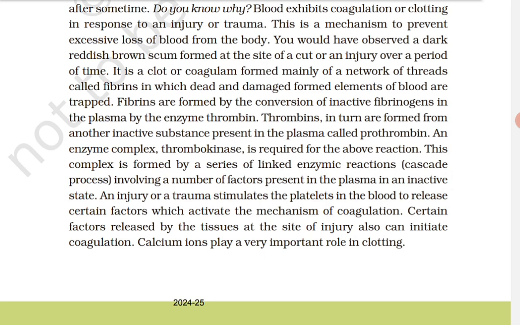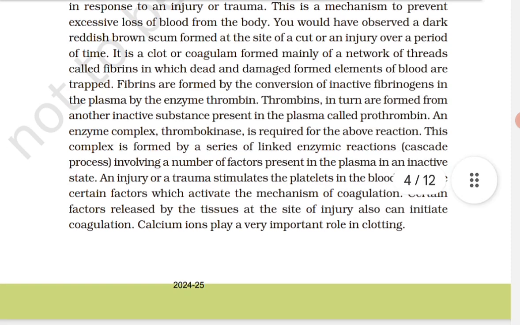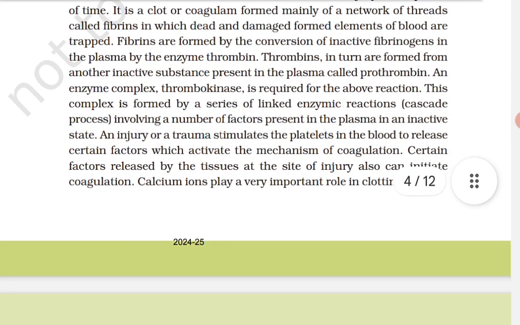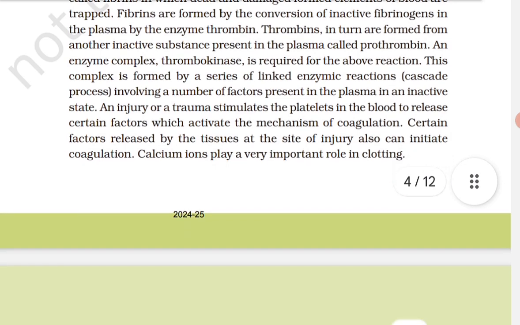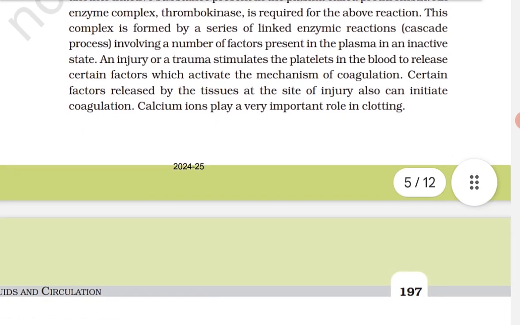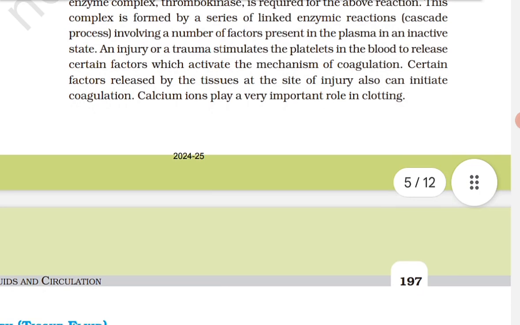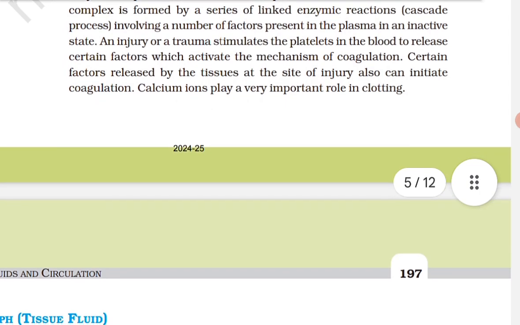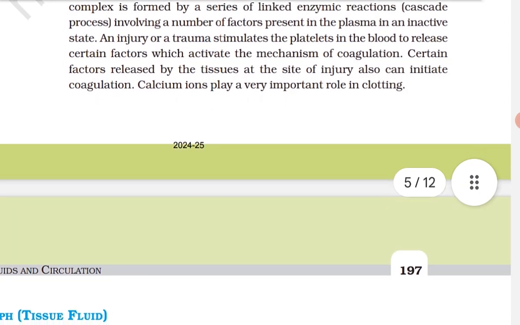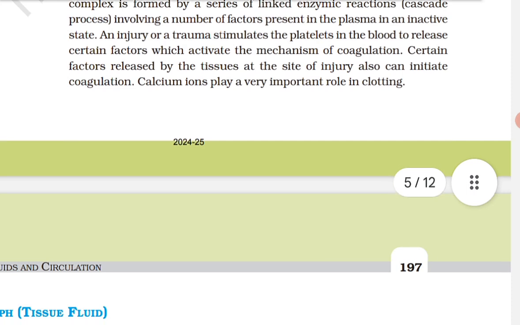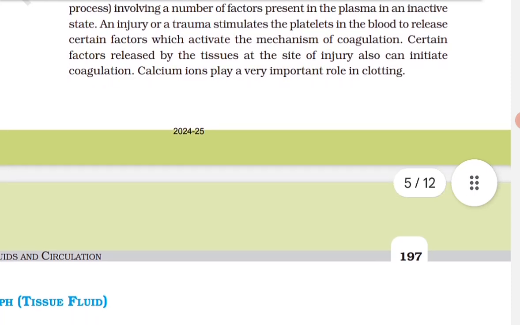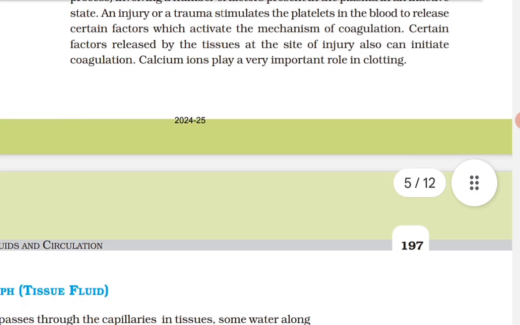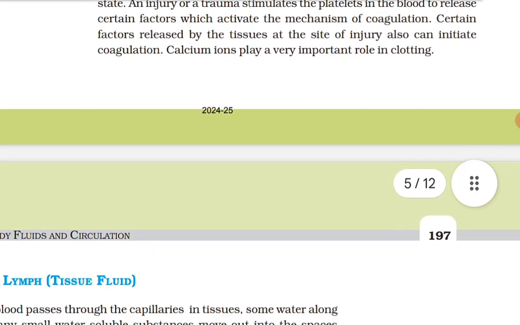This condition is called erythroblastosis fetalis. This can be avoided by administering anti-Rh antibodies to the mother immediately after the delivery of the first child. Anti-Rh antibodies, you can change this to anti-Rh antigen here. The correct answer is anti-Rh antibodies to the mother immediately after the delivery of the first child.